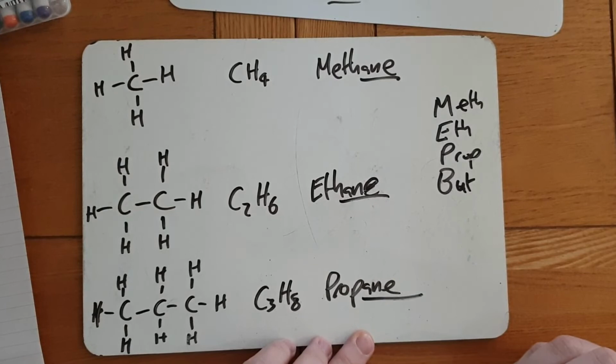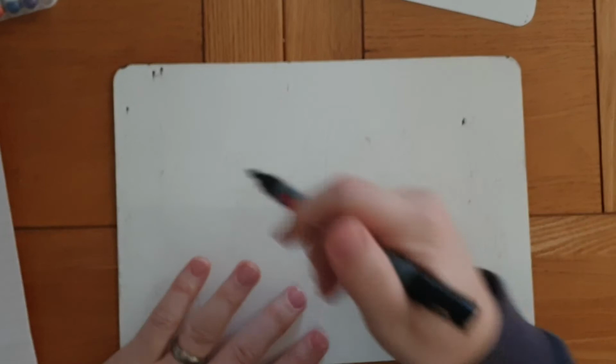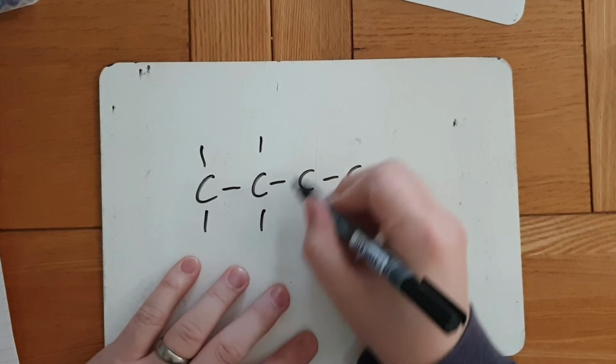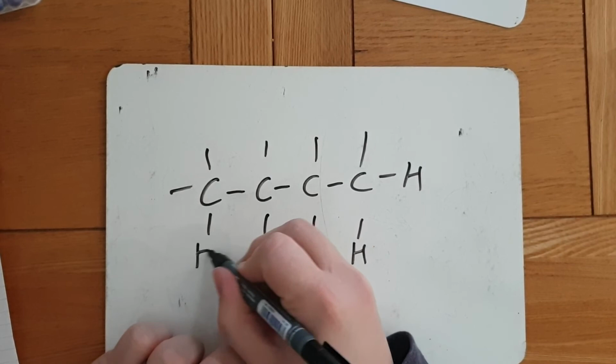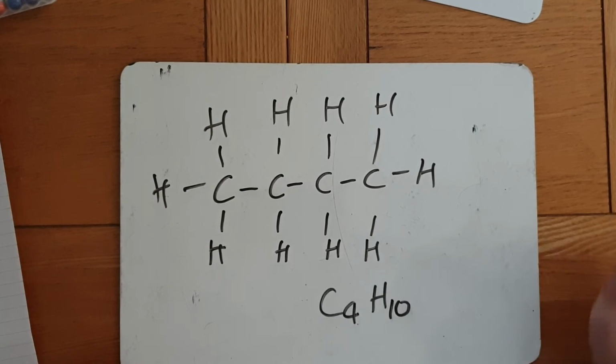Wow. Okay, right. So butane's got 4 carbons, 1, 2, 3, 4. And then we have the hydrogens around the edge. H, H, H, H, H, H, H, H, H, H. So it is C4H10. So that is butane.